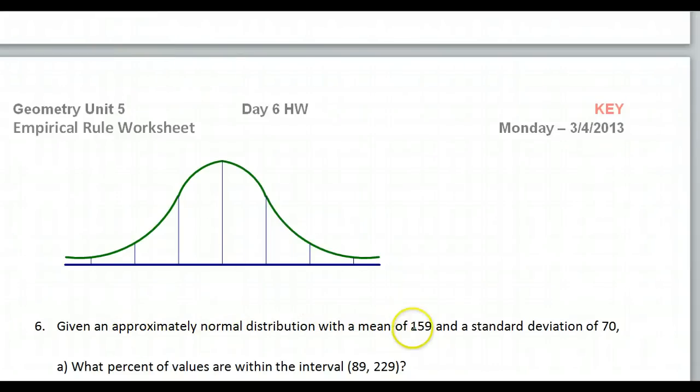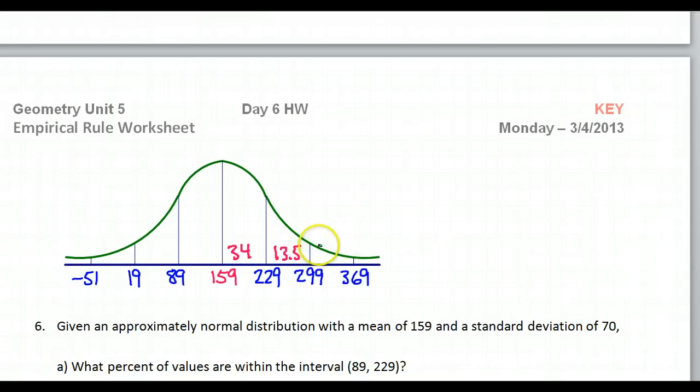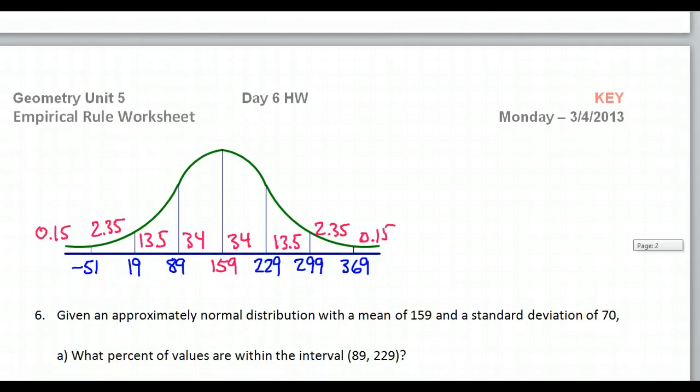All right, we have a normal distribution with a mean of 159. So here's my 159. Standard deviation is 70. So I'm just going to add 70, 70, 70, and subtract 70, 70, 70. So these are the numbers that I have got. Again, I'm going to put my numbers in here. So this is going to be 34%. This is 13.5%. This is my 2.35%, and this is my 0.15, and same on this side.